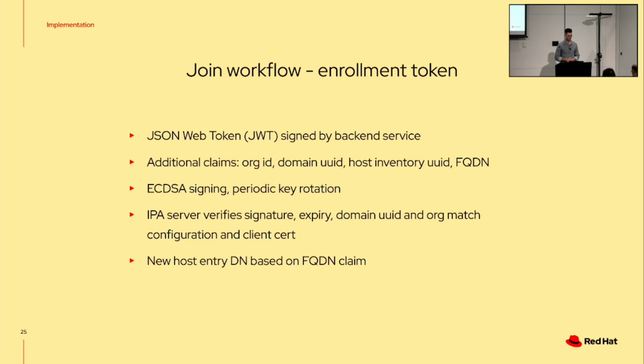The IPA server, when it receives this join request, verifies the signature, verifies that the token isn't expired, and verifies that the domain UID and the organisation match its own understanding of which organisation it's a part of and what its own domain UID is. And as long as that all matches, then it can create the new host entry, and the host name will be the fully qualified domain name asserted in the token.